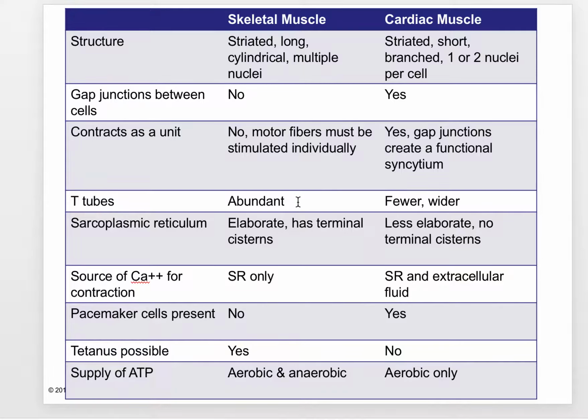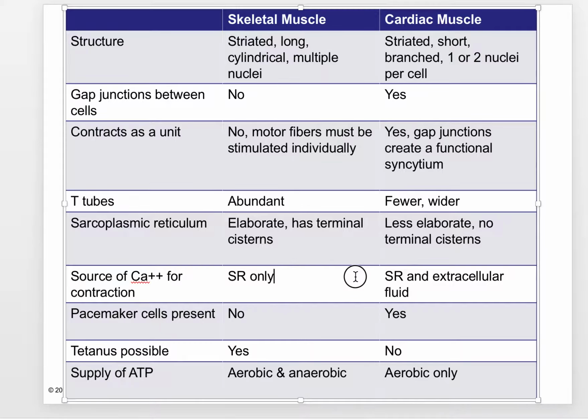T-tubules are abundant in skeletal muscle. They're fewer in cardiac muscle. Sarcoplasmic reticulum is elaborate and has terminal cisterns. Remember the triads from the skeletal muscle? There's no terminal cisternae in the cardiac muscle. Calcium is used for contraction in the skeletal muscle. It comes from the sarcoplasmic reticulum only. In the heart, it comes from the sarcoplasmic reticulum and also from extracellular fluid.